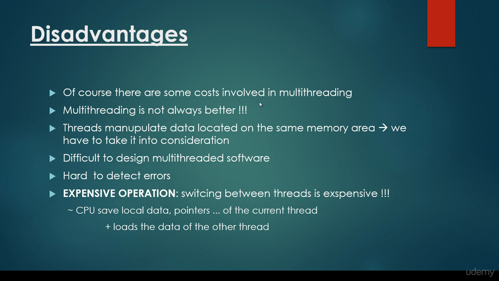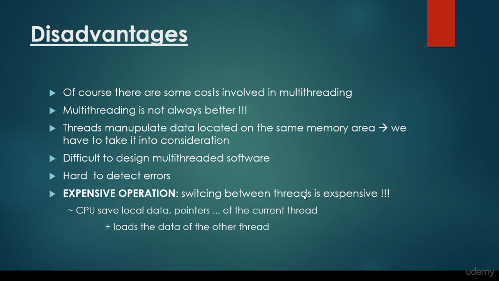Another expensive operation is switching between threads. Why is it that expensive? Because every single thread, as we have discussed in the theoretical section, has a distinct memory location with its own variables, with its own cache, and so on. Whenever there's a switch between two threads, the central processing unit has to save the local data, the pointers and so on of the current thread. Plus, it has to load the data of the other thread.